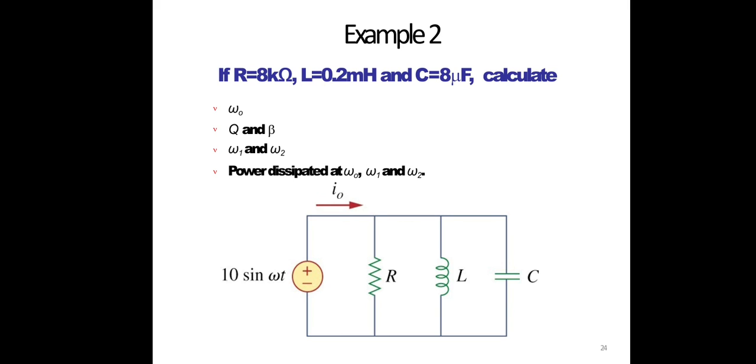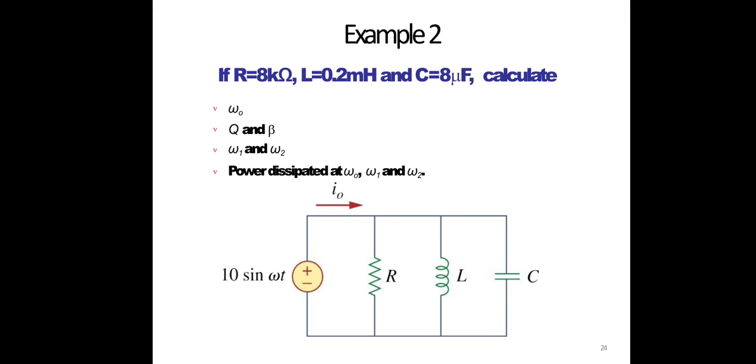Once you have the Q value, you will find the bandwidth value, because Q is equal to omega naught by beta. From that relation, beta is equal to omega naught by Q. Omega naught is 2.5 kilohertz by Q equal to 160. 2500 by 160, so 250 by 16. Near about the bandwidth is 15.6. That is the bandwidth.